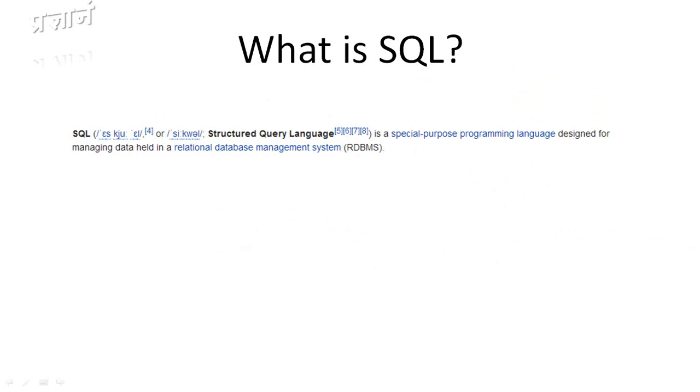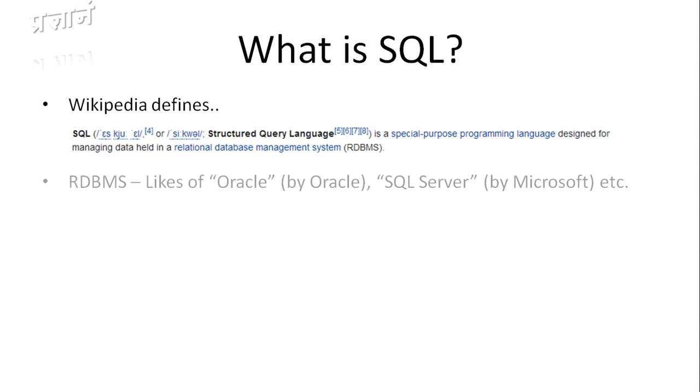So what is SQL? SQL is the short form for Structured Query Language. It's pronounced S-Q-L. It's a special purpose programming language designed for managing data held in a relational database management system. Okay, so what is this relational database management system? People who are close to IT will know that there are different types of database management systems, which take care of saving all the data and keeping its integrity and all the stuff in place.